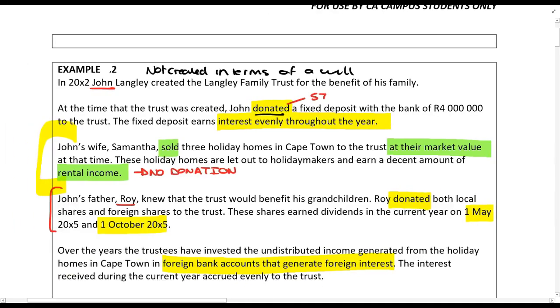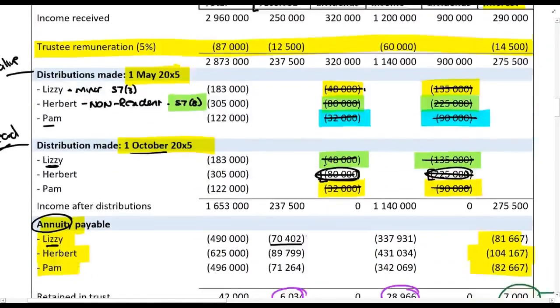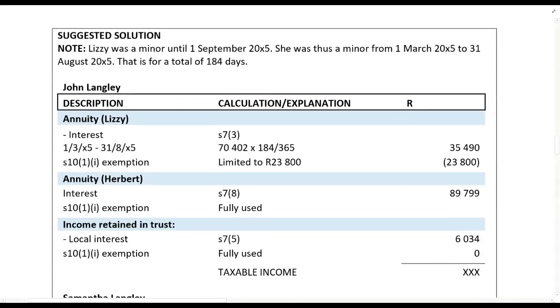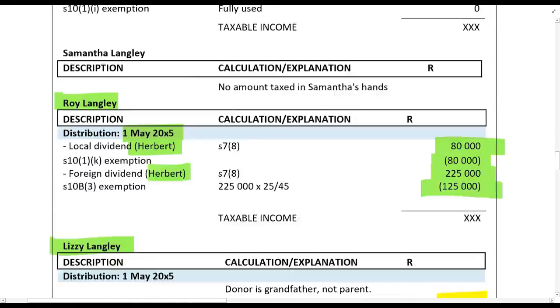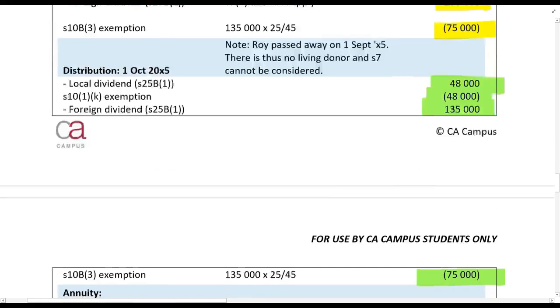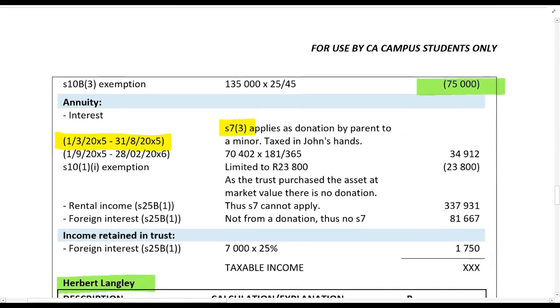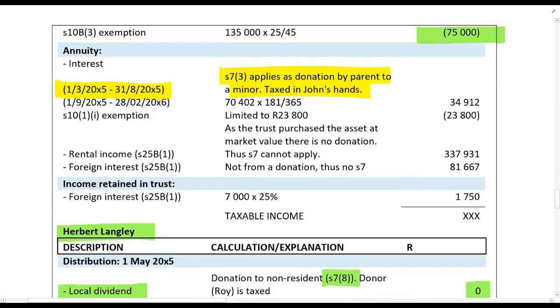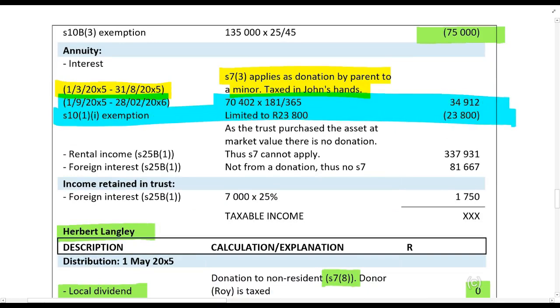They tell you in the beginning of the question that the fixed deposit earns interest evenly throughout the year. So that means we can apportion it. So watch this. 70,402. Right, if you go to John, the father, for the period that she was a minor, section 7.3 applies. So he got taxed on it for that period. He gets the normal interest exemption. After that period, right? So this is the first period when she was still a minor. We are looking at Lizzie at the moment. John was taxed, but look at the period when she was no longer a minor. Who got taxed there? Lizzie got taxed.